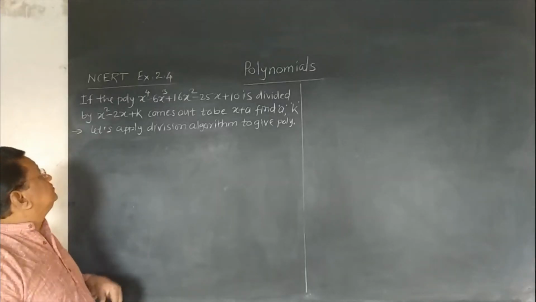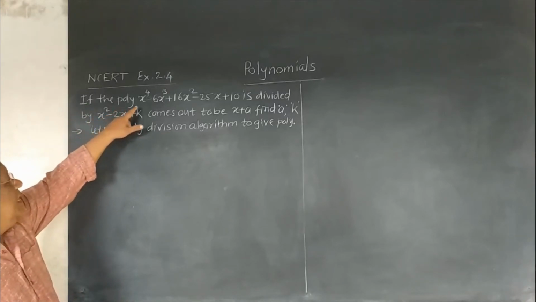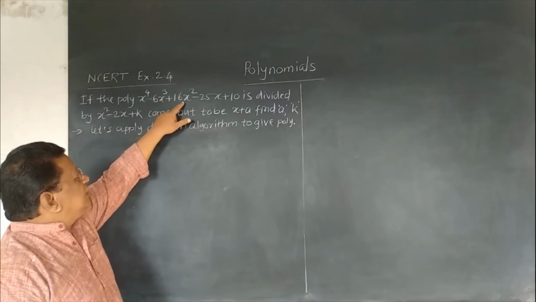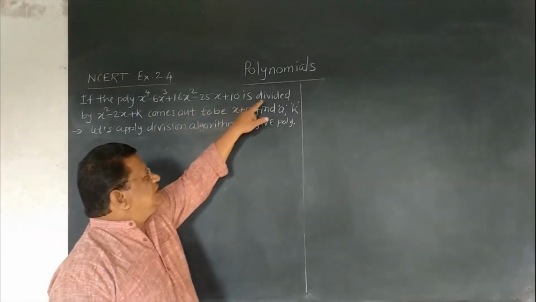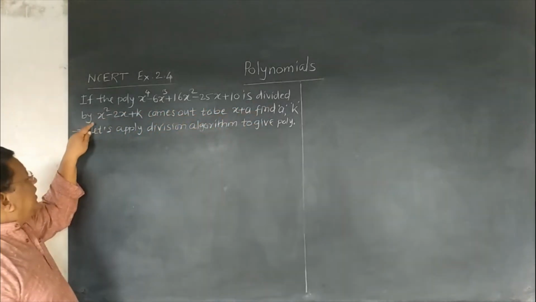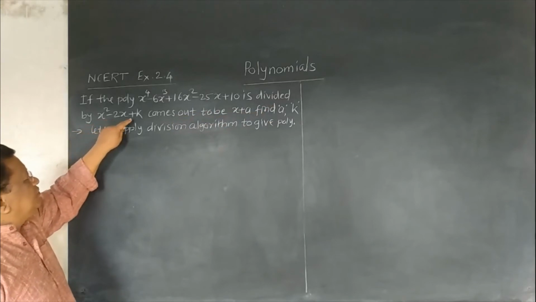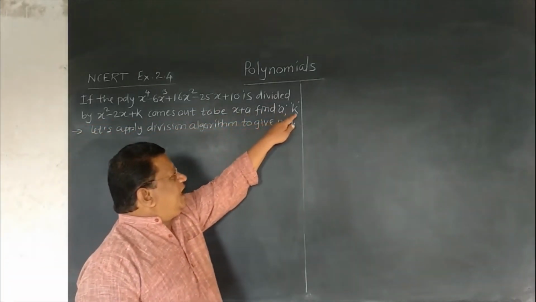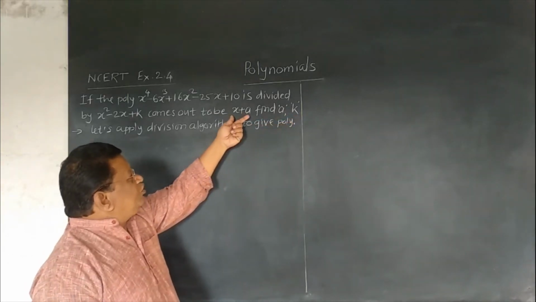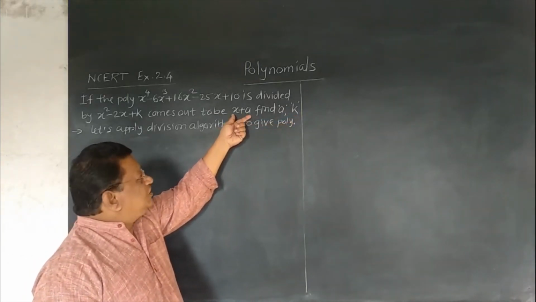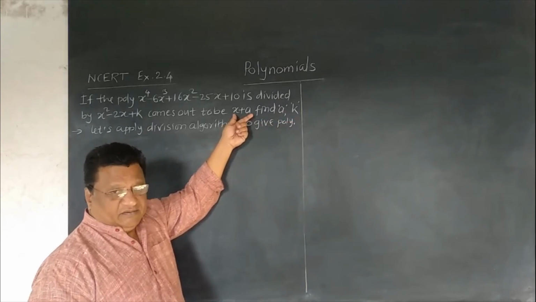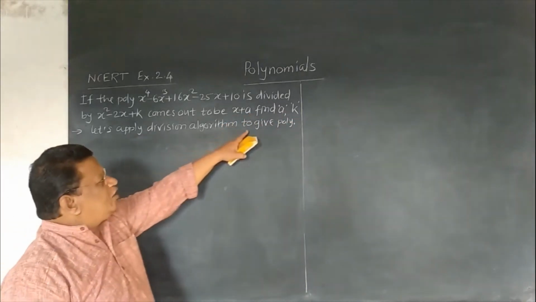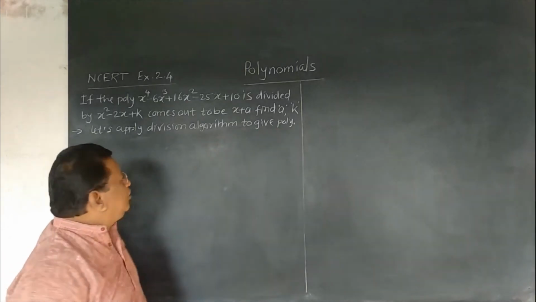Next example. If the polynomial x raised to 4 minus 6x cube plus 16x square minus 25x plus 10 is divided by x square minus 3x plus a comes out to be x plus a, find a and k. Comes out to be x plus a means what? This is the remainder. Now let's apply division algorithm to the given polynomial.